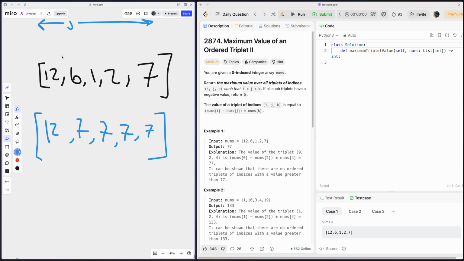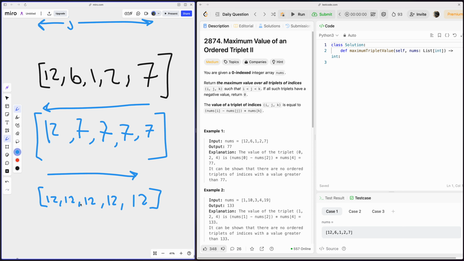And then I guess we could also go this way, just for the i, right? Because we want i to be max as well. So that would be 12, 12, 12, 12, and 12. And then if we start j, it's very important that we start j here and we end j over here, right? Because it can never be these.